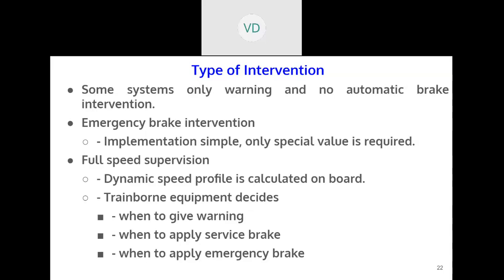Then full speed supervision. The dynamic speed profile is calculated on board and then it keeps on watching whether the train is driven as per this profile speed or not. The train-borne equipment in this case decides when to give a warning, when to apply service brake, and when to apply emergency brake. It means everything that goes on mentally inside the driver's brain is calculated and then displayed on the DMI, the driver machine interface. Next. So this is type of intervention.